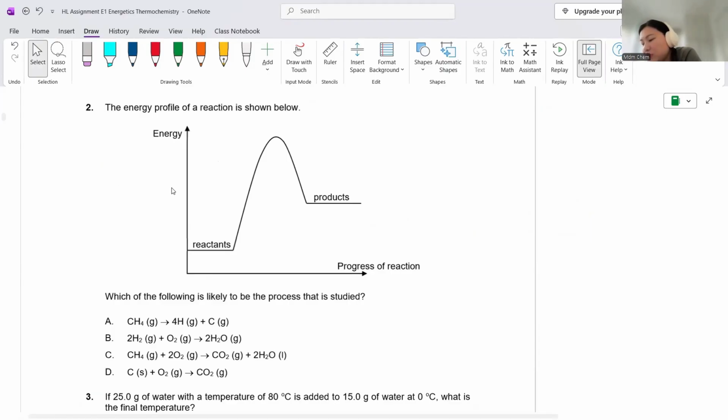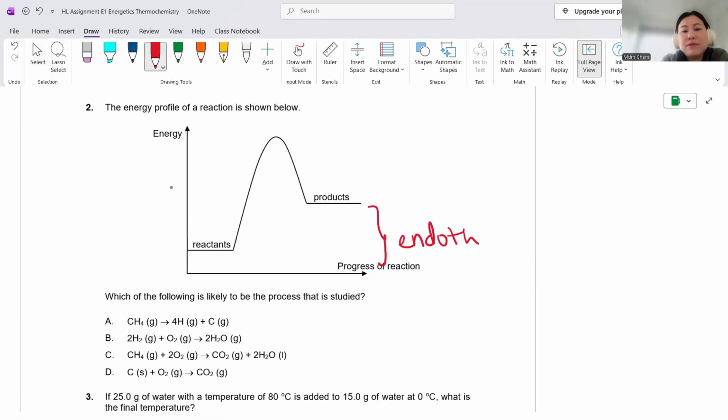Next, we look at question 2. For question 2, what is the question trying to show you is that you need to interpret the energy profile diagram and understand that it's trying to show you an endothermic graph. Okay, so you are seeing an endothermic graph. So your job here is, of course, to look at the different reactions or processes that is given and see which is endothermic in nature. Okay, so I'll give you some time to take a look first.